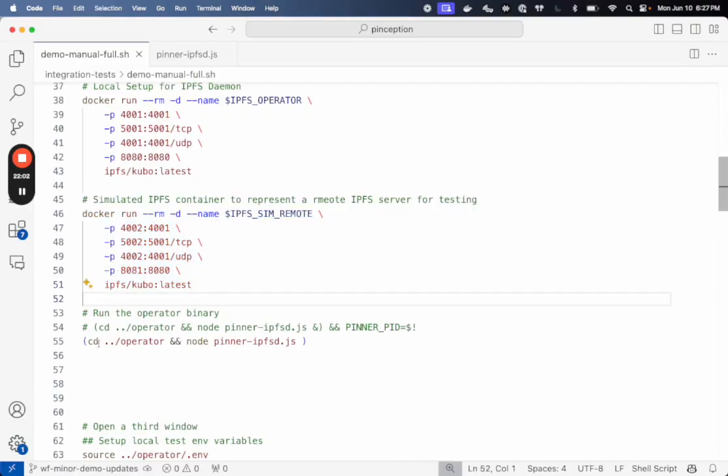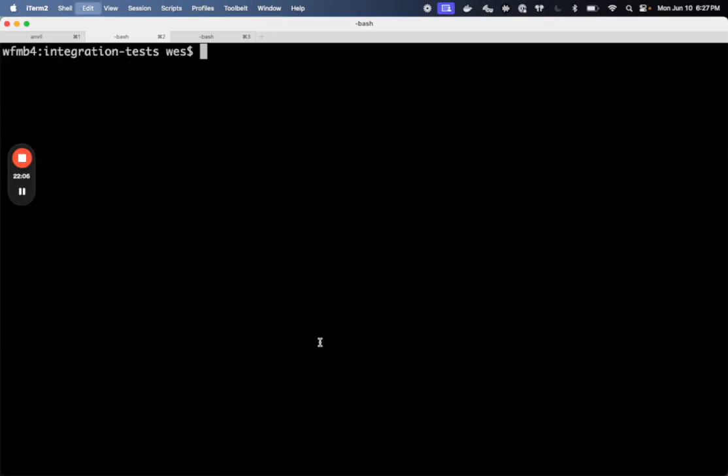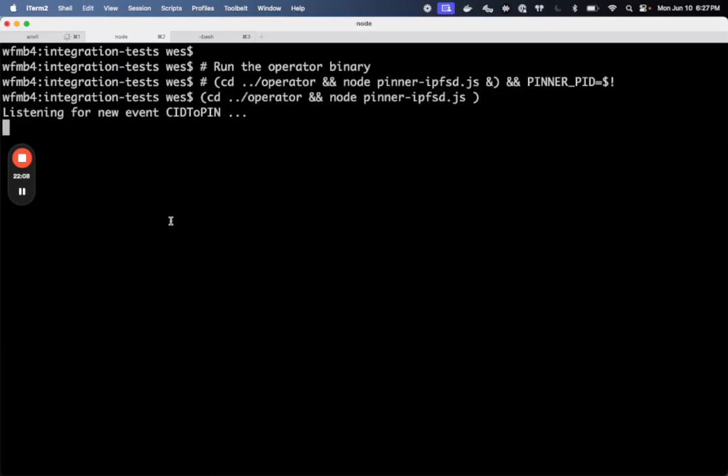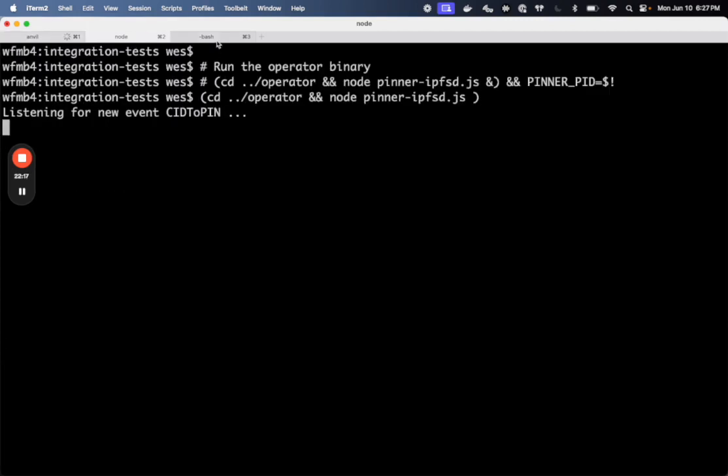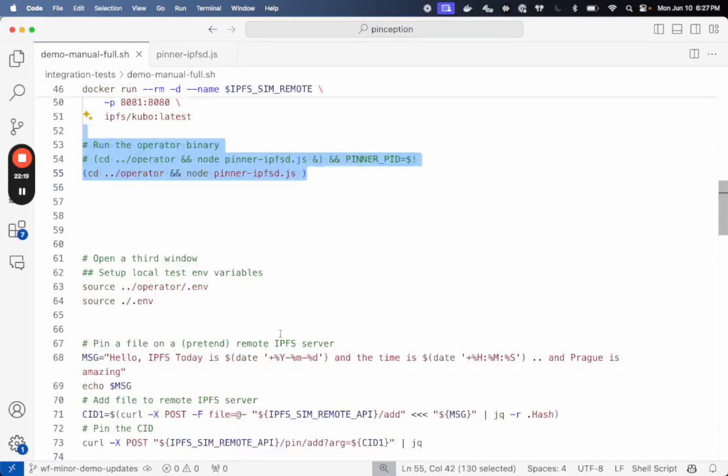Okay, now we're going to move into the operator directory and run this pinner service. So let's do that. Okay, and it's listening on chain right now for this event, CID to pin, and it's waiting for someone to emit that event. All right, so let's emit that event and do some testing.